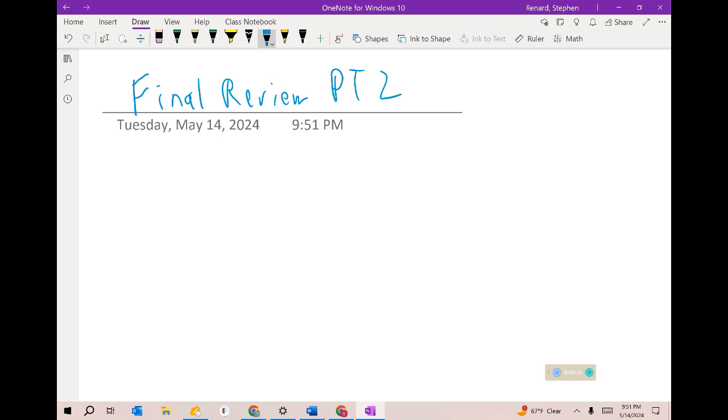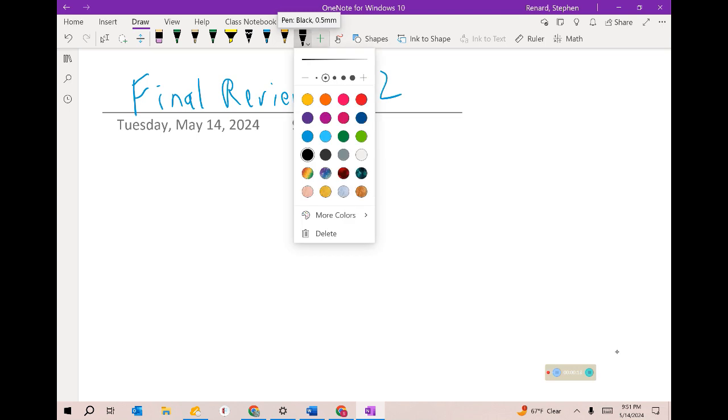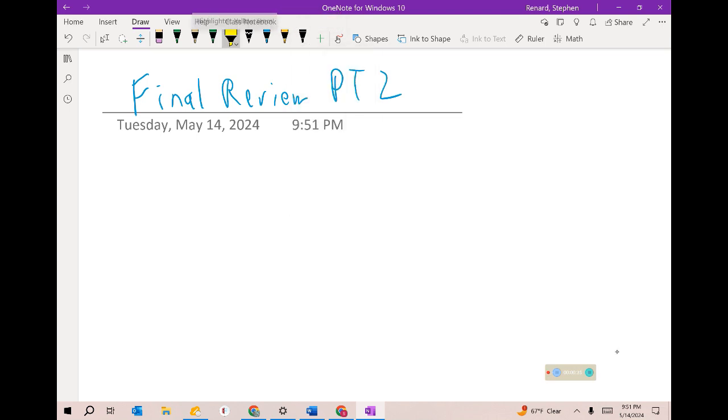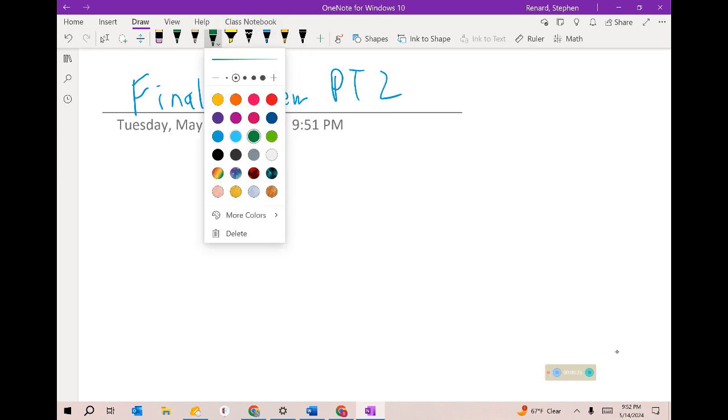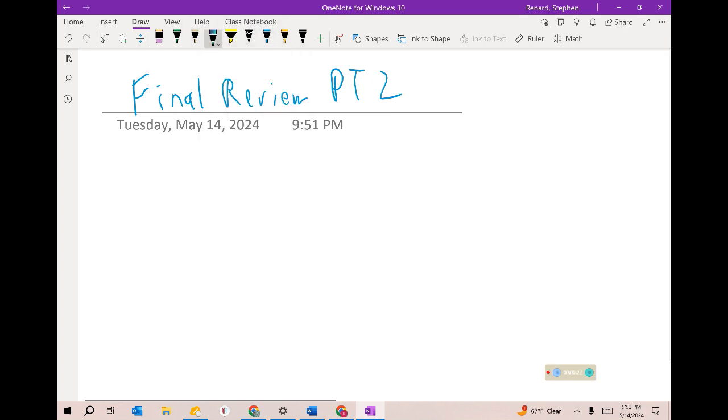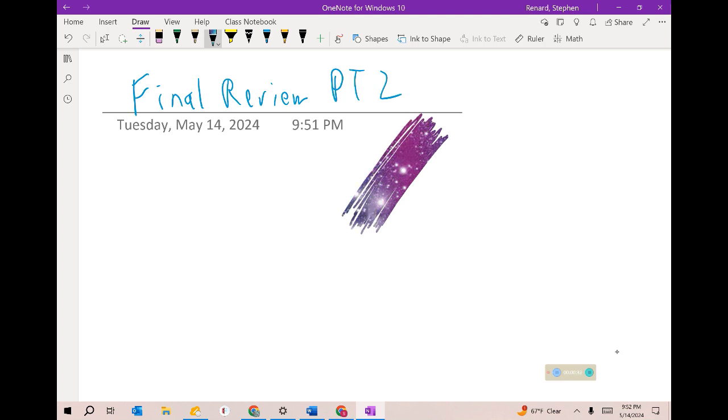Plus, really the cool thing about OneNote that I can do is, let's go. Because we're in space. Wee.